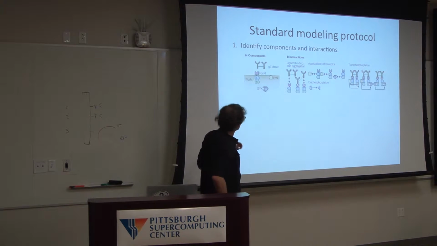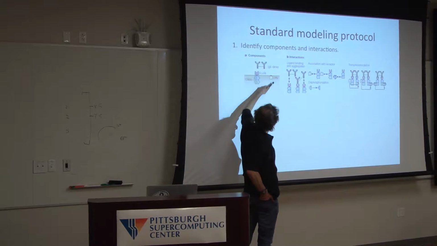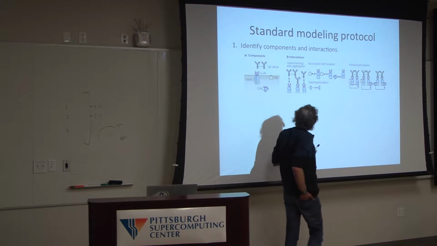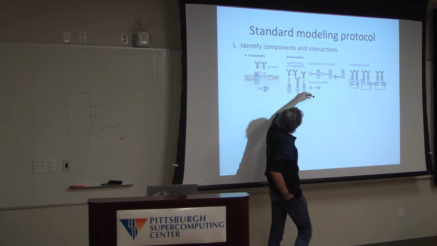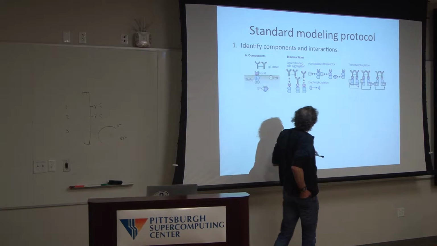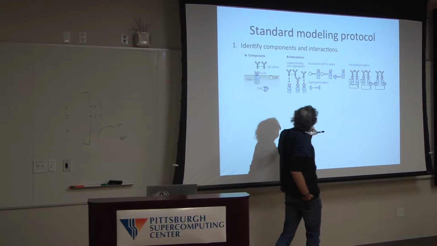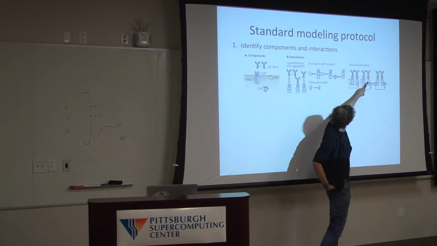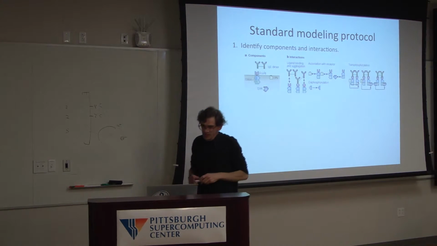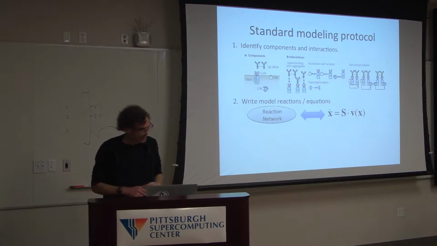So in a typical model, we say, OK, we're going to consider these molecules. We're going to consider these kinds of interactions between them: binding interactions, phosphorylation, which may be thought of as some change in state or activity of proteins, interactions that are mediated here, and then additional binding reactions. So what do we want to model?